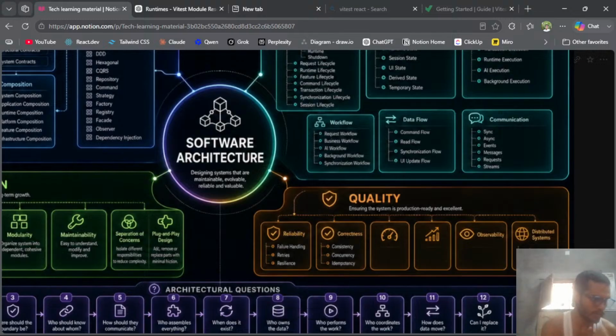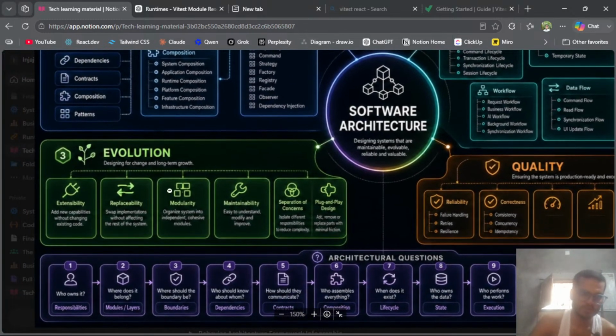The code you write, how would you define they are good? So there is a concept called quality. So you have to understand the reliability, right? The correctness, the speed, right? So that's called quality.